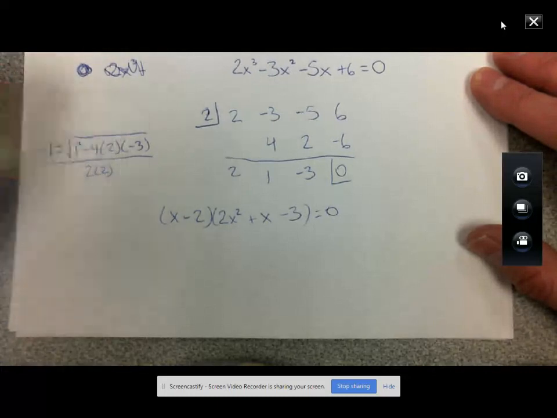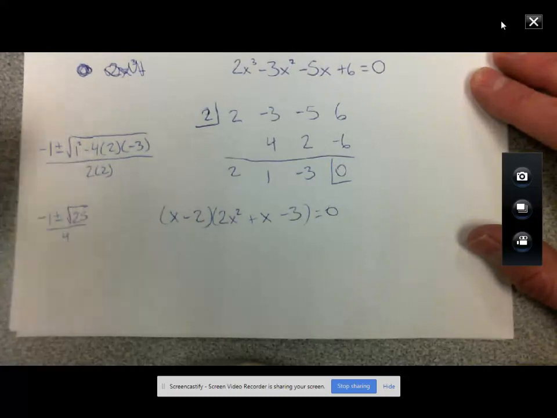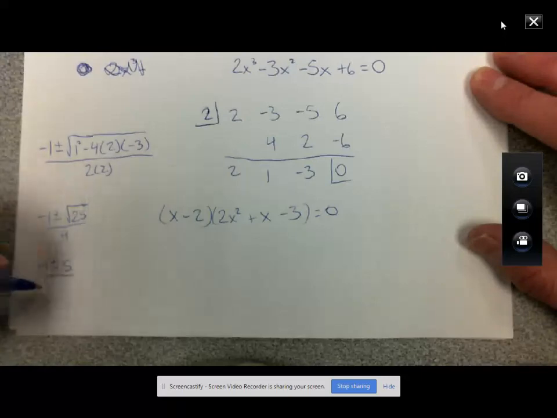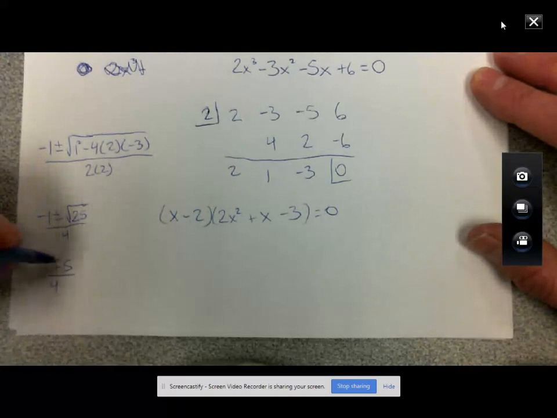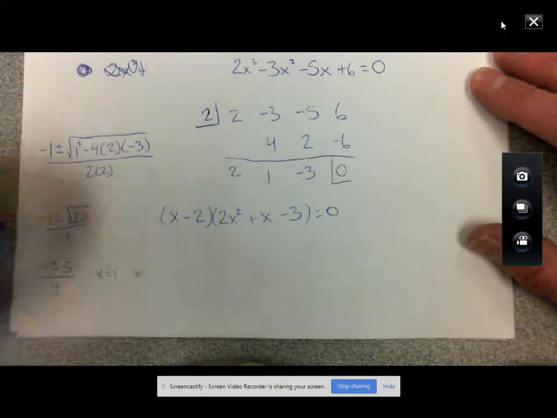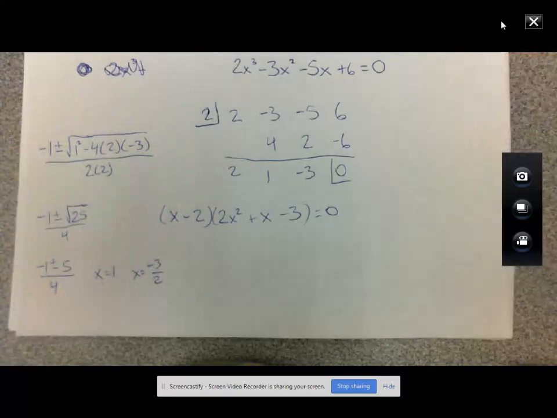4 times 2 is 8 times -3 is going to give me -24. So I'm going to have 1 plus 24 is 25. So this will give me some real solutions. That's nice. 5 all over 4. Square root of 25 is 5. So I've got -1 plus or minus 5 all over 4. So -1 plus 5 is 4. Divided by 4 is 1. So x could equal 1. And -1 minus 5 is -6. Divided by 4, -6/4 is -3/2.